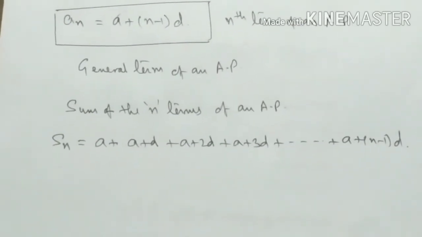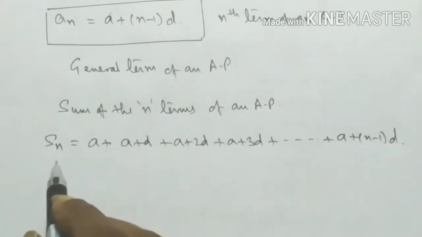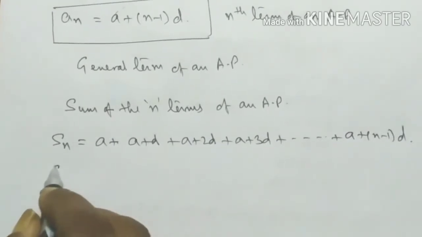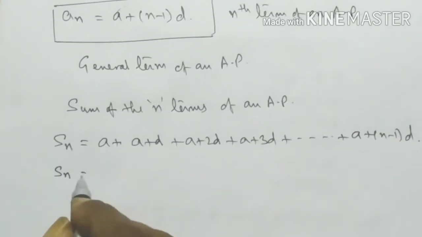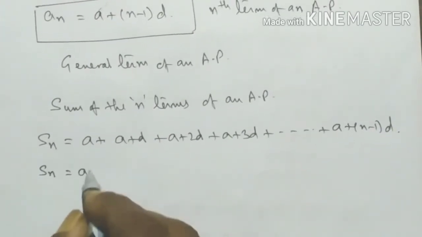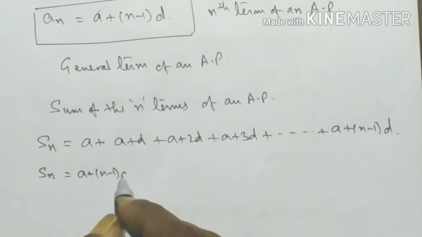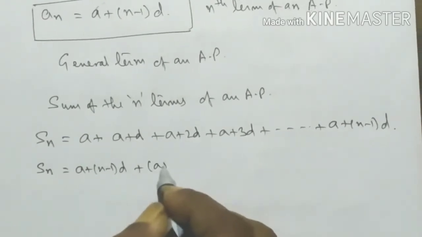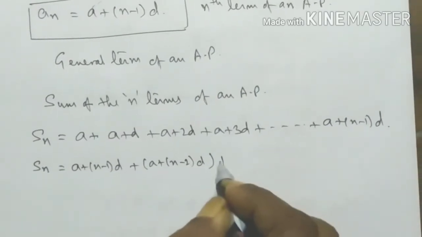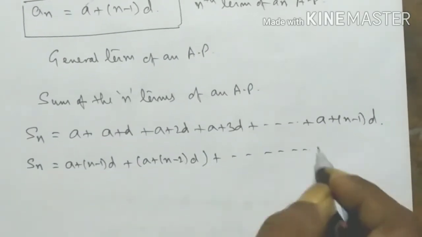Now I want to derive the formula for Sn. What I am going to do is write this Sn again, but in reverse order. In the reverse order, that means like this: a plus n minus 1 d plus a plus n minus 2 d, and so on, and the last is a.